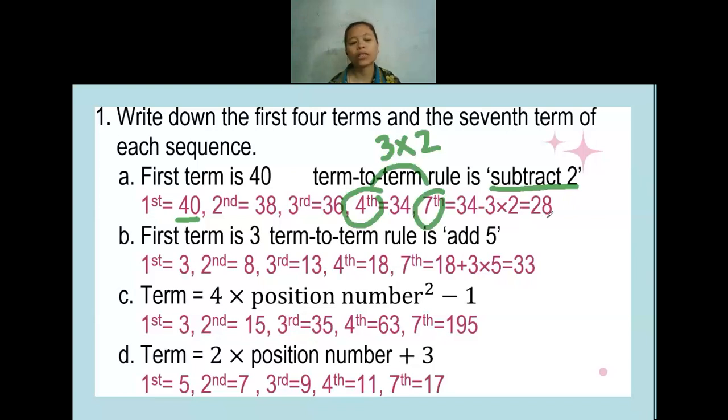Okay, for question 1A, is there anyone having any question? Is there anyone having any question for question 1A before I continue? No question? Are you sure? Okay. No one texted me anything through the chat box also. You can always unmute yourself whenever you want to ask me any question.